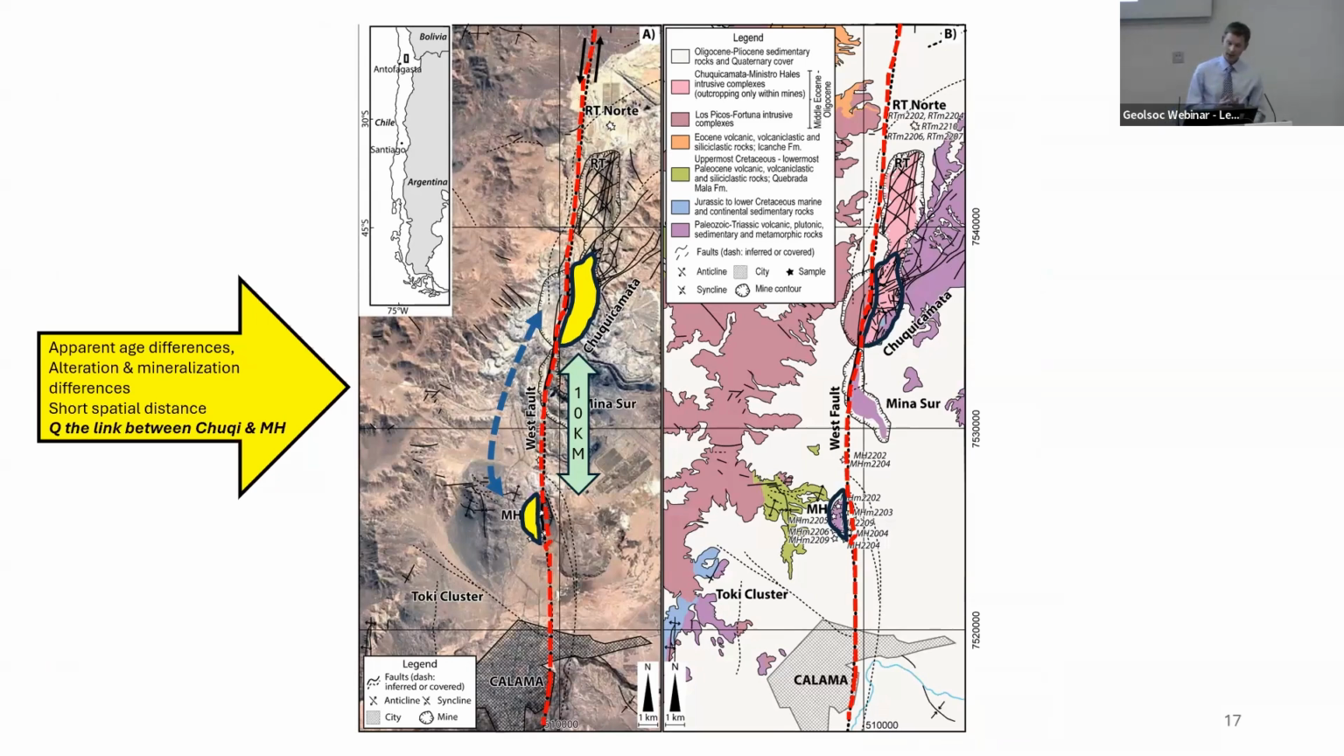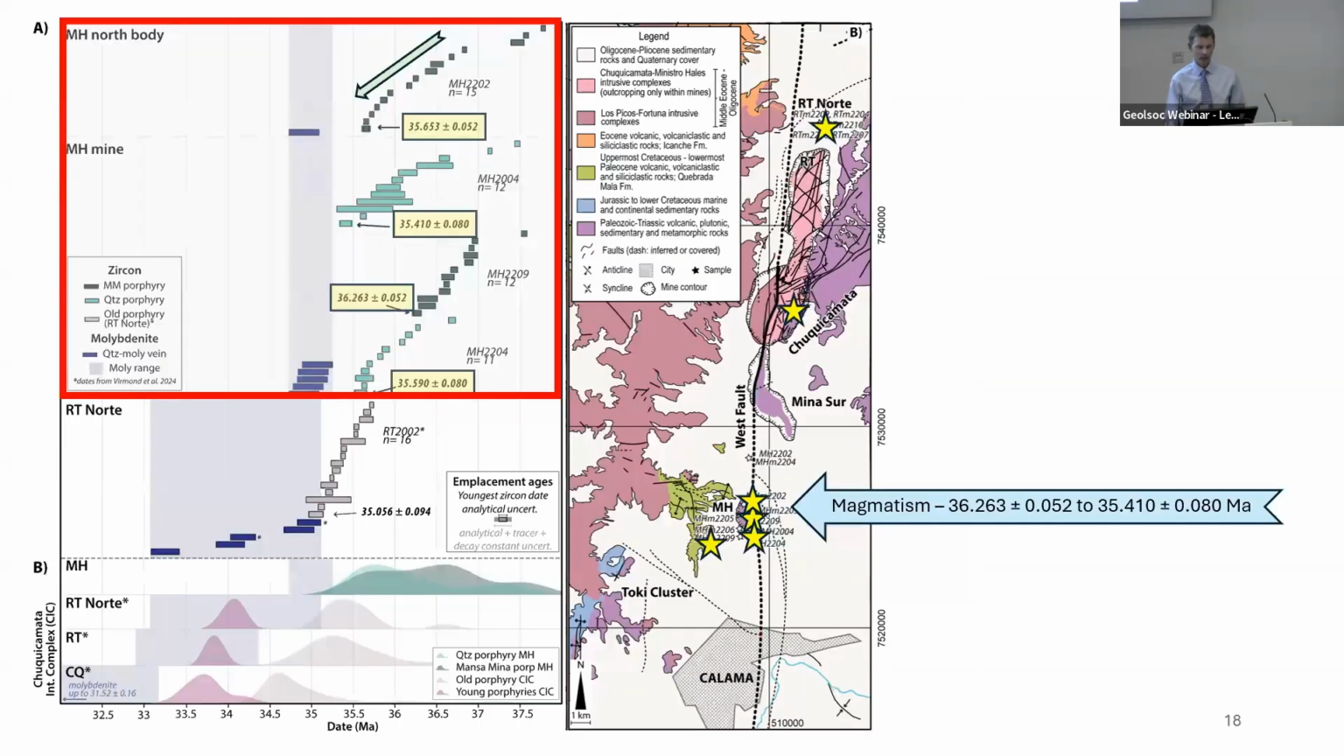Although the MH deposit is proposed to be the missing half, apparent age differences at the moment, based on a limited data set, differences in the geology, for example the mineralization style and the hydrothermal alteration, and the short distance between the two deposits of only about 10 kilometers, really question the proposed link between MH and the Chuquicamata deposit. So firstly, let's look in more detail at the MH deposit.